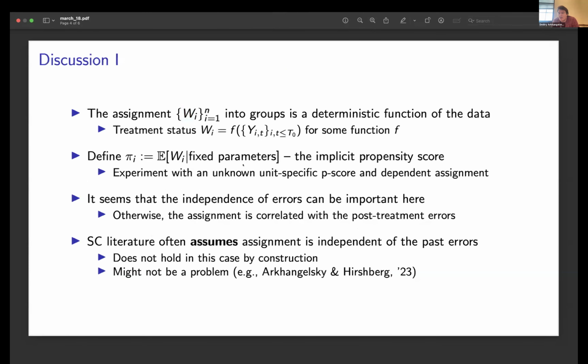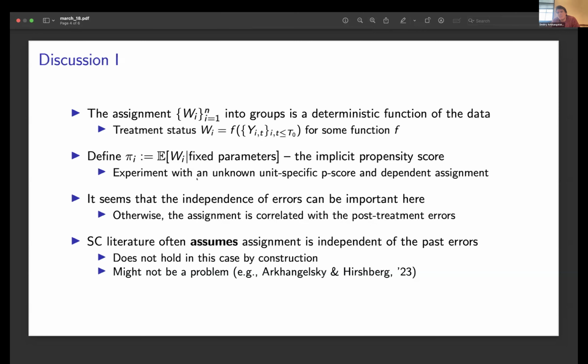And then for each unit, I will have not necessarily a single value for whether this unit is treated or not, but potentially a probability, right? Some units might always end up in the treatment group, but some might end up in other groups. So we can, in principle, think that there is some sort of underlying experiment with an unknown, unit-specific propensity score and potentially very dependent assignment, right? Because maybe all of the units are always together and so on. So the underlying assignment can be quite complicated.